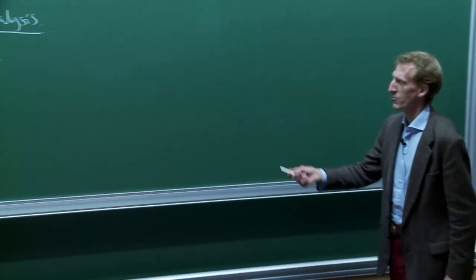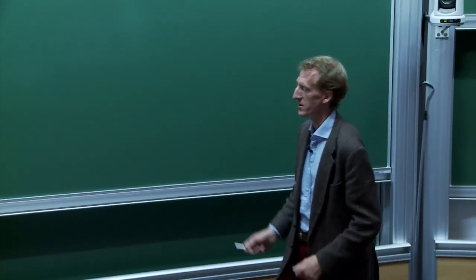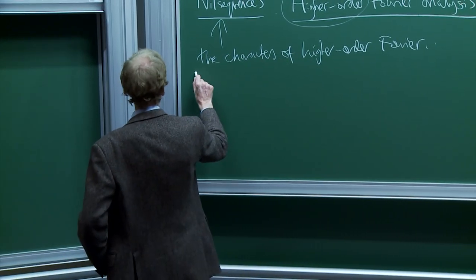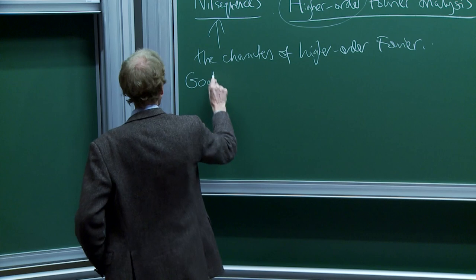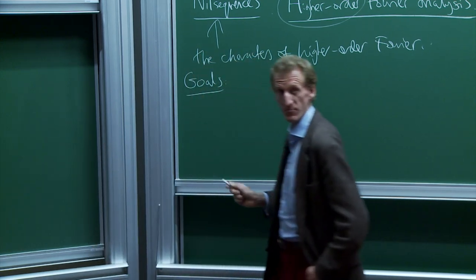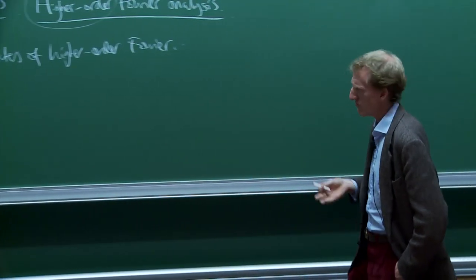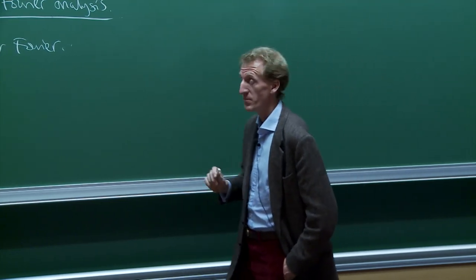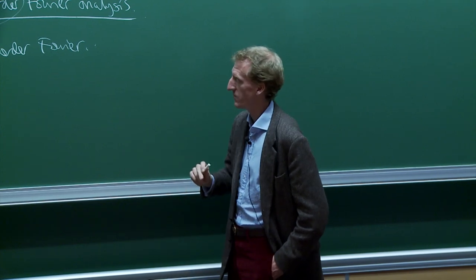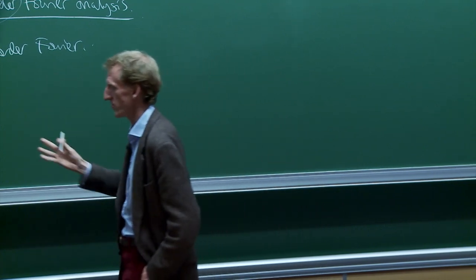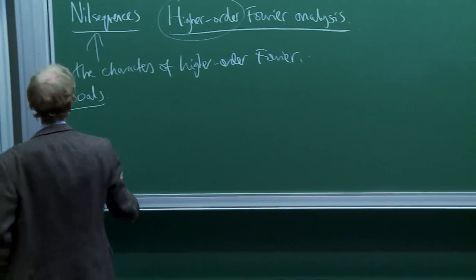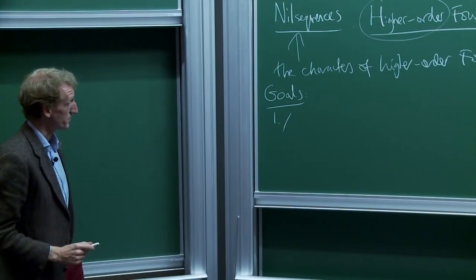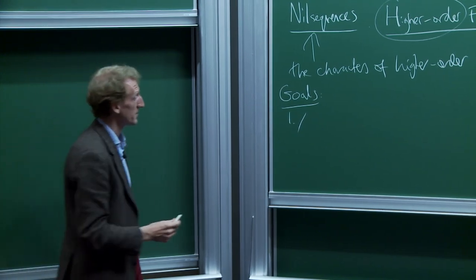So let me begin by telling you what some of the questions that we might be interested in answering are. So, goals. Here are 3 theorems, or really 2 theorems, that this theory can be used to prove. I won't be giving all of the details of either of them, but hopefully they provide some motivation for wanting to learn about these objects. So the first goal is to understand linear patterns in the prime numbers.